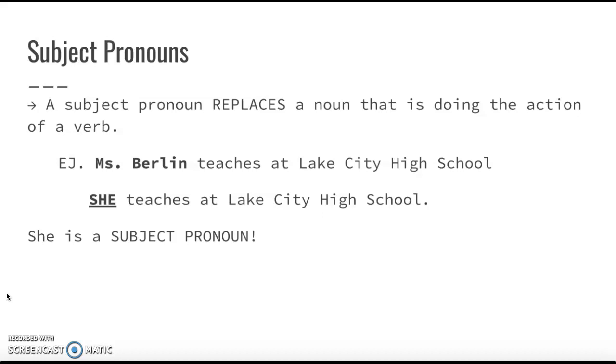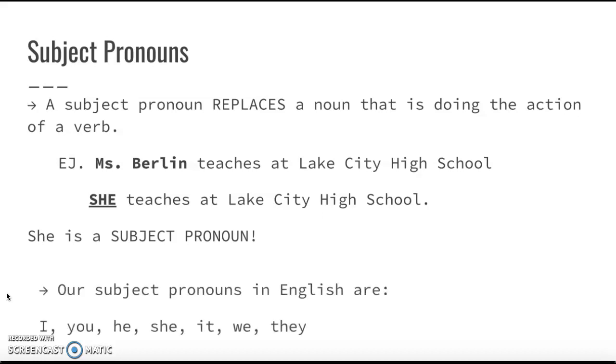To look at our example on our worksheet, it says Miss Berlin teaches at Lake City High School. If we wanted to replace our subject Miss Berlin with a subject pronoun, we would replace it with she. So it would be she teaches at Lake City High School. So she is our subject pronoun. Our other subject pronouns in English are I, you, he, she, it, we, and they.